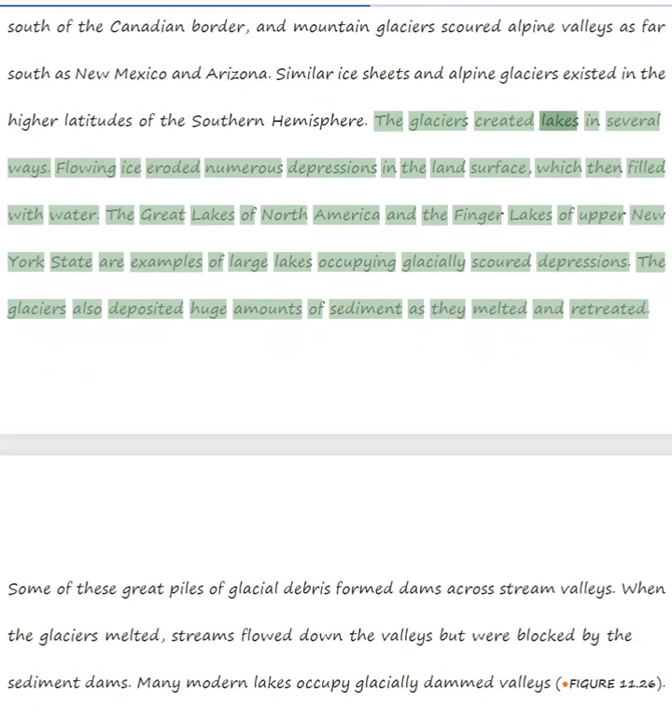Similar ice sheets and alpine glaciers existed in the higher latitudes of the southern hemisphere. The glaciers created lakes in several ways. Flowing ice eroded numerous depressions in the land surface, which then filled with water. The Great Lakes of North America and the Finger Lakes of Upper New York State are examples of large lakes occupying glacially scoured depressions.